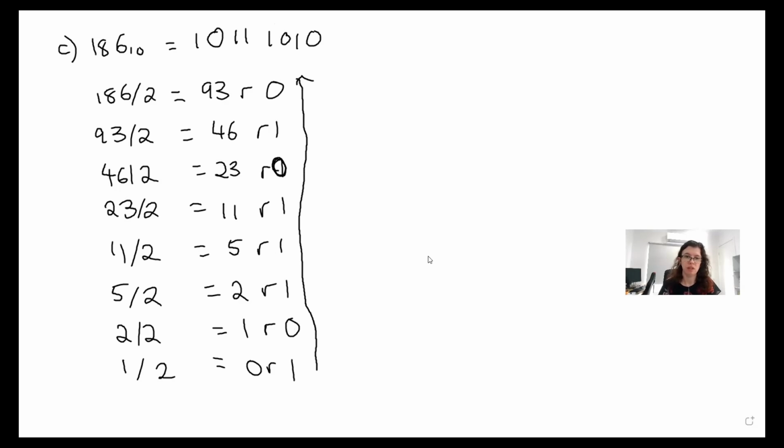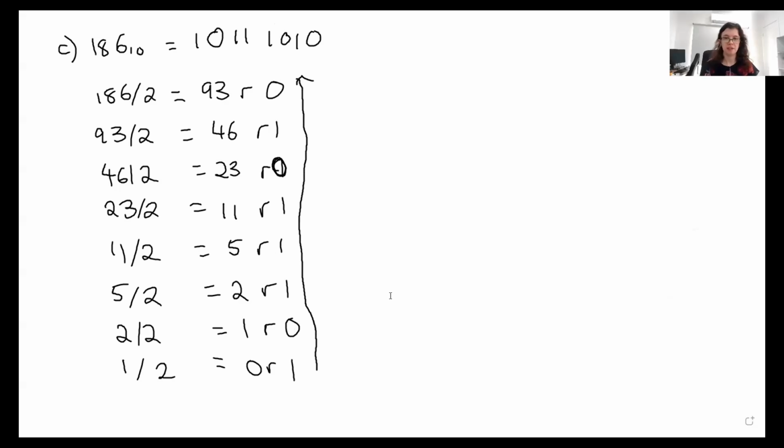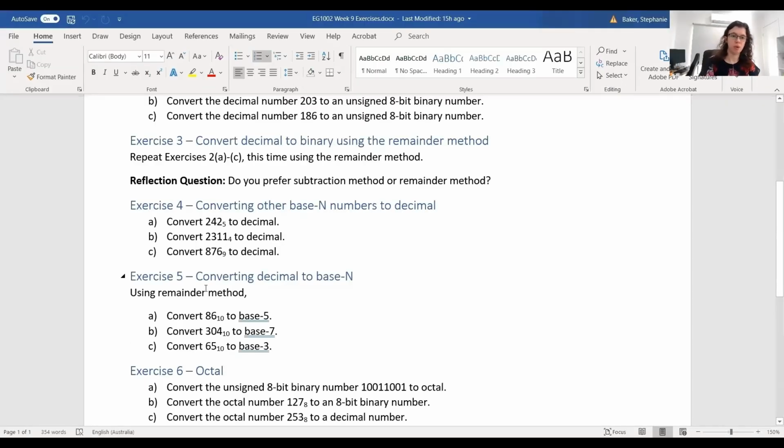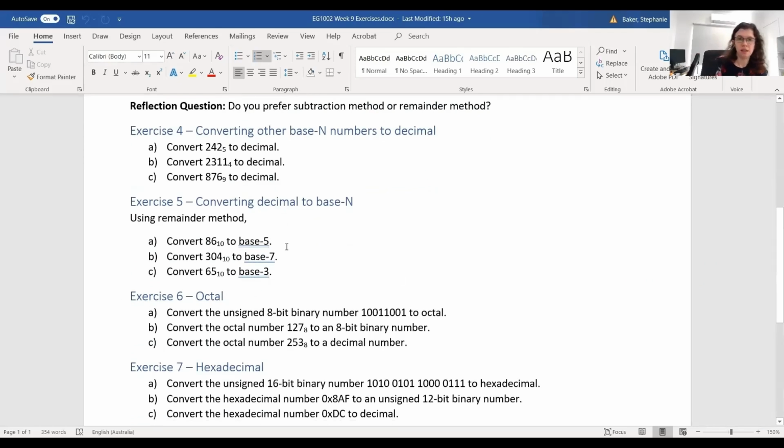Next up, I have some questions on other bases. So binary is base 2. In exercise 4 and 5, we're going to look at other bases, so base 5, 4, 9, various others in exercise 5. Converting other base n numbers to decimal actually follows the same process as a binary conversion, except we tend to write it out just as math. You can do it as a table if you want with the place values and everything else, but I'll show you the way to do it with just multiplication.